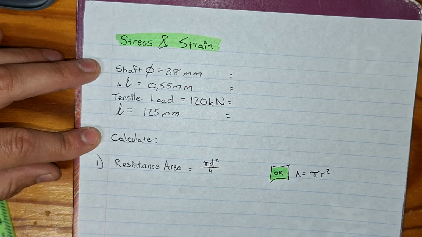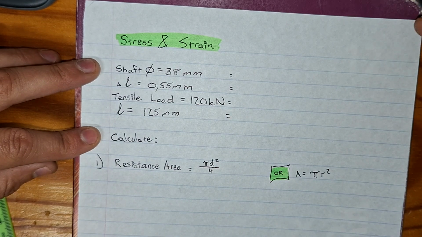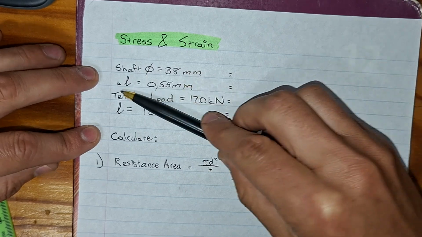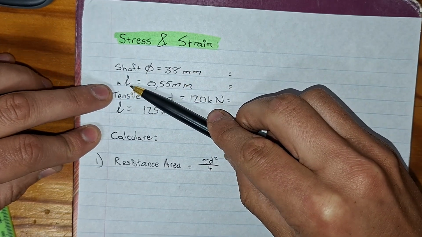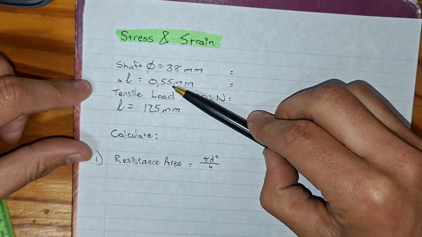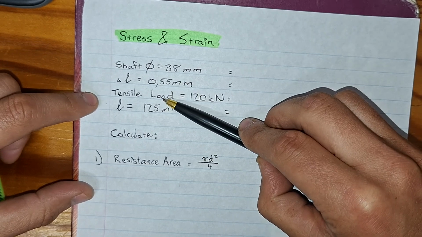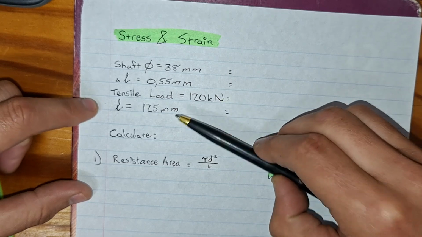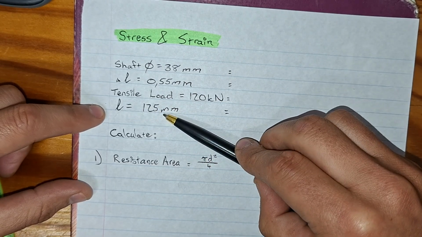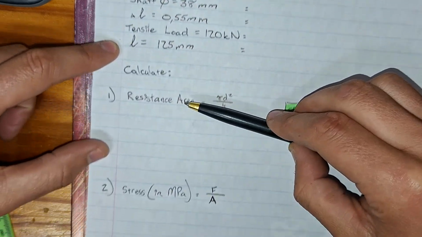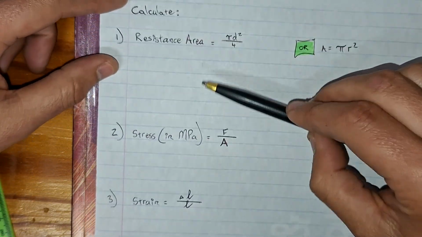Okay, so the given question says a shaft with a diameter of 38 millimeters is extended. The change in length, the triangle before the L, is change in length. So the shaft is extended by a length of 0.55 millimeters when a tensile load of 120 kilonewton is applied to it. The original length, the L, is 125 millimeters. Calculate the following: resistance area, stress, strain, and Young's modulus.